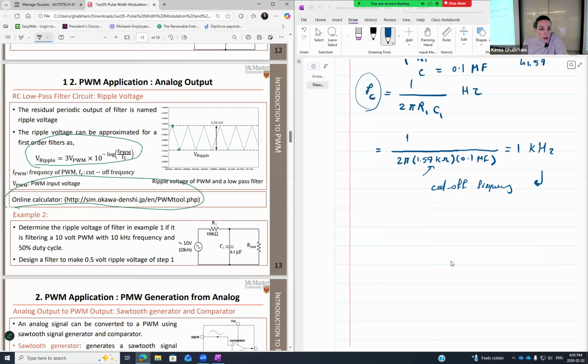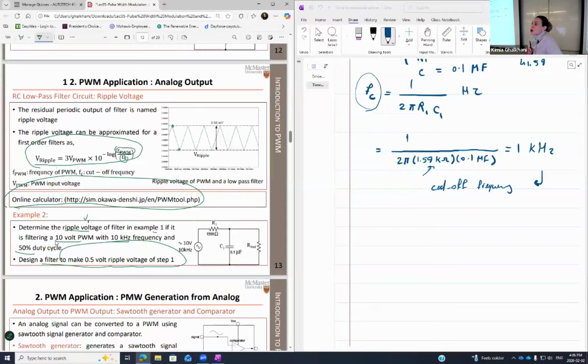So now, in the second example, consider the ripple voltage is the PWM voltage times 10 to the power of minus log of the frequency of the PWM over the frequency of the capacitor. It's asking now, figure out the ripple voltage, V ripple, in example 1, if it is filtering a 10 volt PWM with 10 kilohertz frequency and 50% duty cycle, and then design a filter to make 0.5 volts ripple voltage of step 1. That's what I said at the beginning. As an engineer, you are going to be asked to design a filter, a low pass filter.